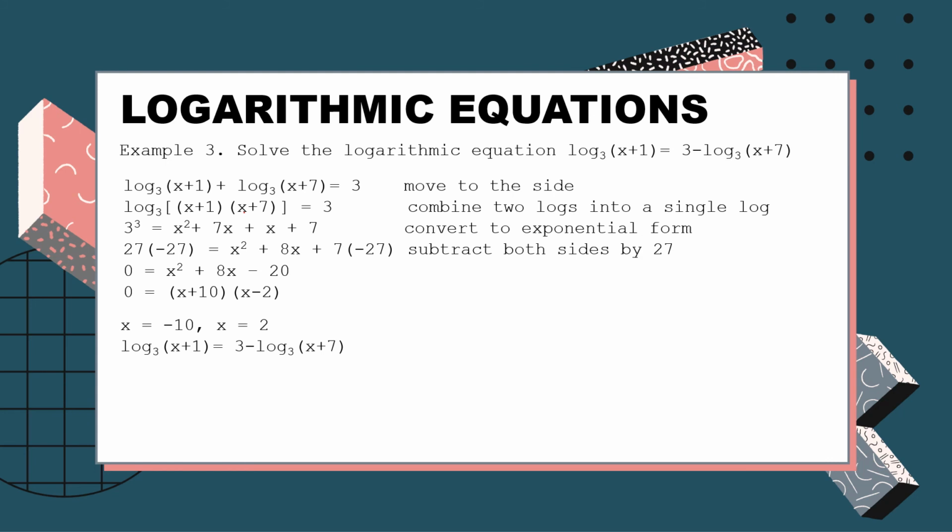Since it's a rule in logarithmic equations that there should be no negative values inside the logarithm, the possible answer for this equation is 2. So x equals 2. Negative 10 plus 1 is negative 9, and negative 10 plus 7 is negative 3. So 2 plus 1 is 3, and 2 plus 7 is 9. So x equals 2. And I think that's all for this discussion for today.